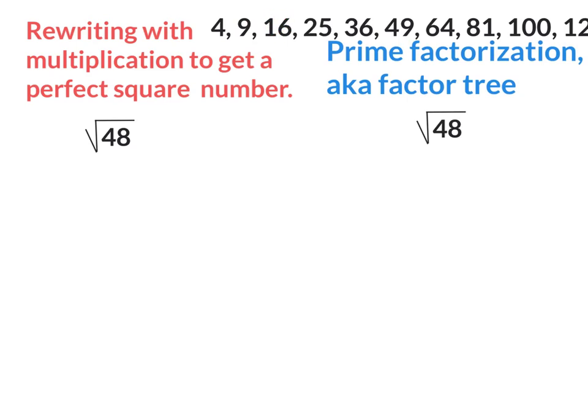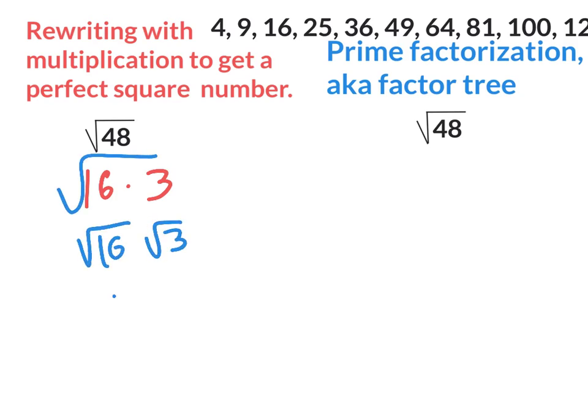16 times 3, and you're going to split the root. That's square root of 16, square root of 3. Square root of 16 is 4, and the square root of 3 comes down. Now let's do it with the factor tree method.